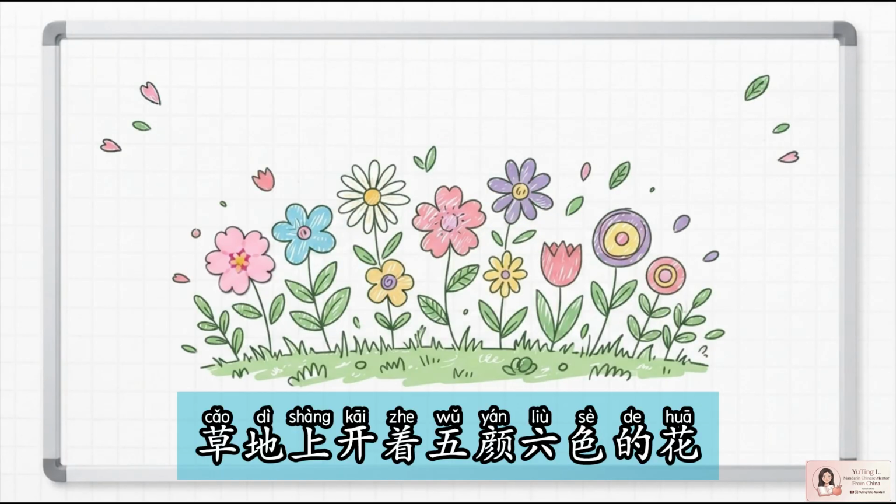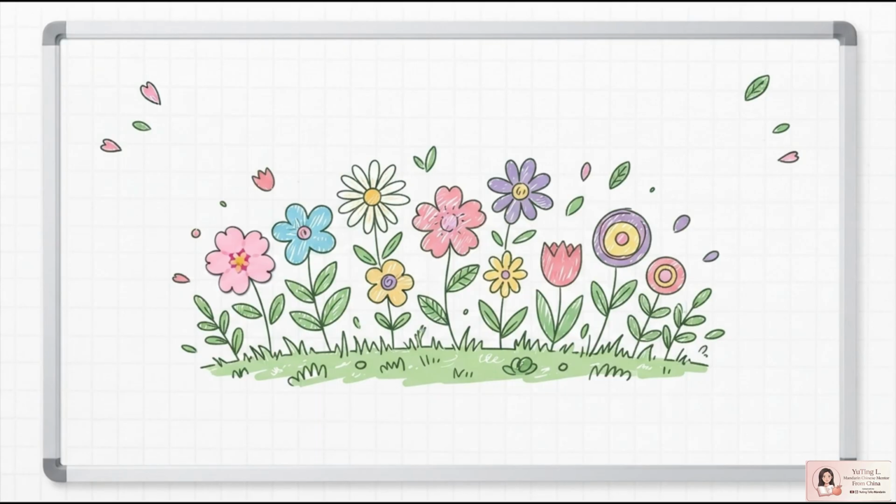Here is another great one. 草地上开着五颜六色的花. On the grass are blooming colorful flowers. Imagine you're taking a super relaxing walk in a sunny park. You look around, taking in the scenery. Obviously, the flowers aren't actively jumping out of the dirt right in that split second. Instead, they are just existing in a beautiful state of bloom.